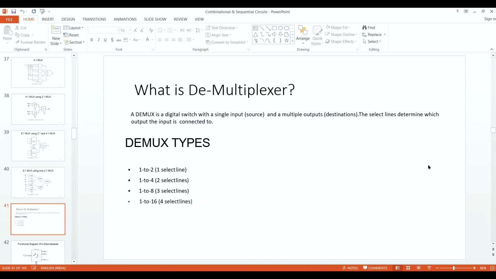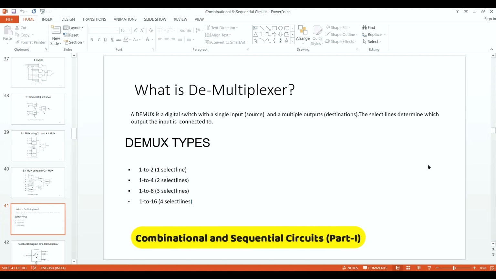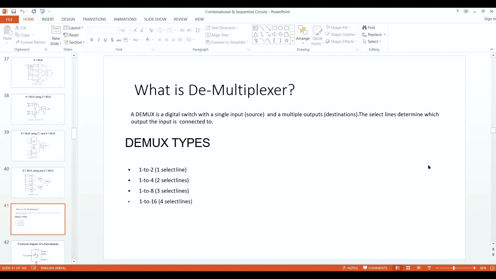If it is 2 raised to power 1, how many select lines? 1. When it is 2 raised to power 2, how many select lines? 2. When it is 2 raised to power 3, how many select lines? 3. And when it is 2 raised to power 4, that is 16, how many select lines? 4. So I hope this is clear. This is how we make a demux and mux.